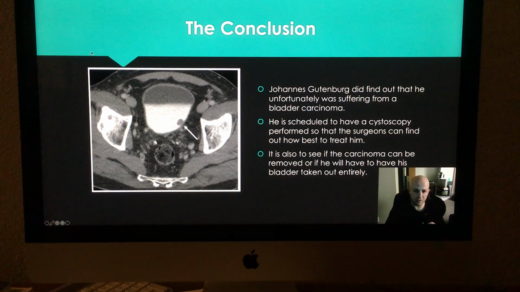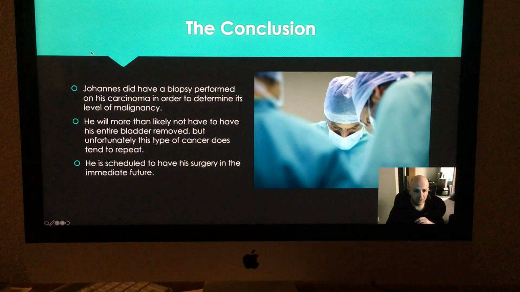Johannes Gutenberg did find out, unfortunately, he was suffering from bladder carcinoma. He is scheduled to have a cystoscopy performed so that the surgeons could find out how best to treat him. It's also to see if the carcinoma can be removed or if it's severe enough that he'd have to have his bladder taken out entirely. And I did include a picture of a little tiny carcinoma. And you can see that contrast, and they're really highlighting it well too. Okay.